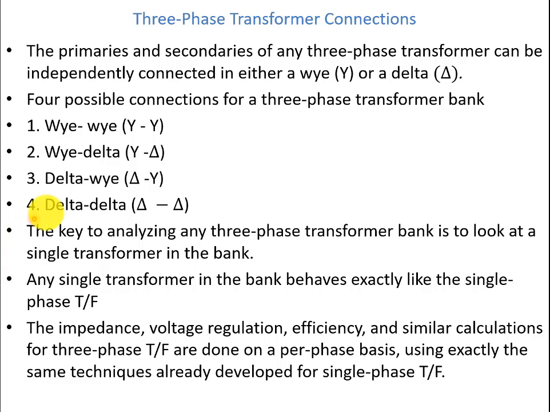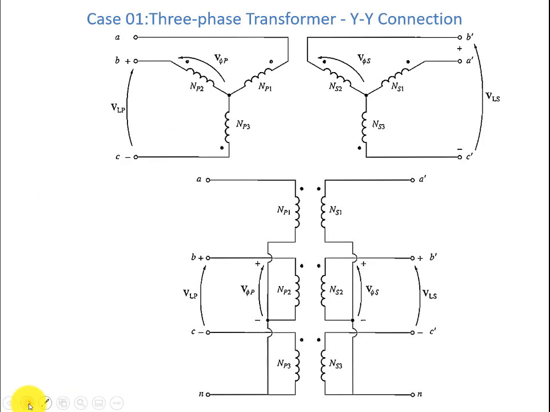So we will then look at the effect of these different windings. What happens if we make the windings Y-Y? What happens to the system with Y-delta, and their benefits and drawbacks, and delta-Y and delta-delta? Let's look at them one by one.